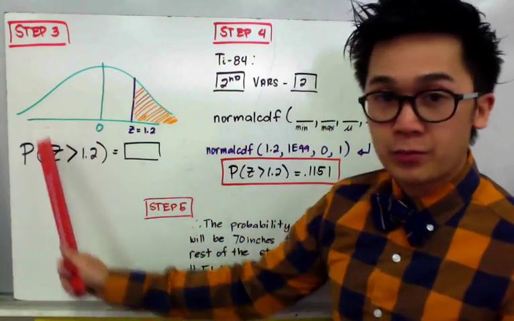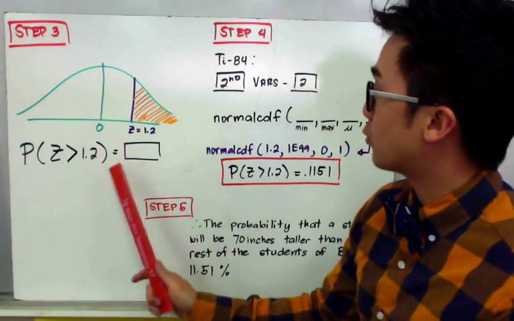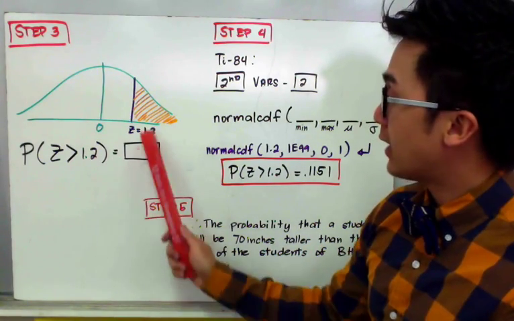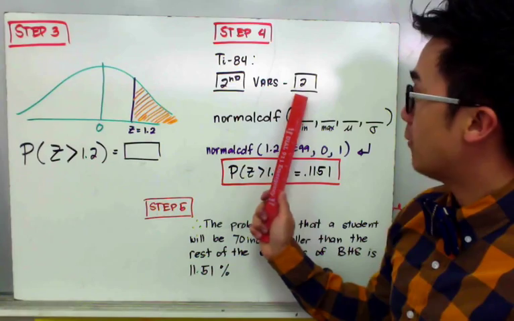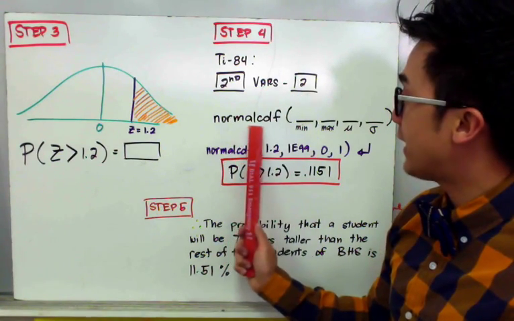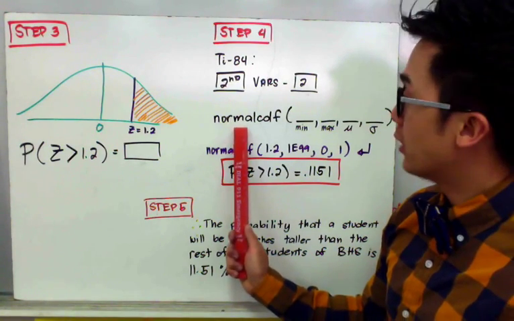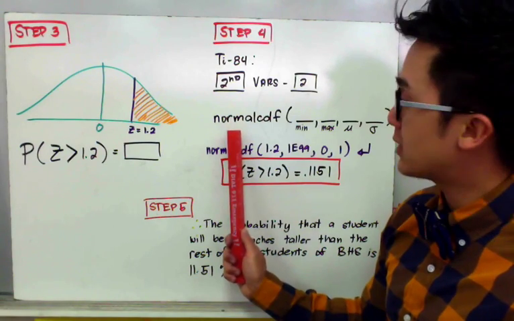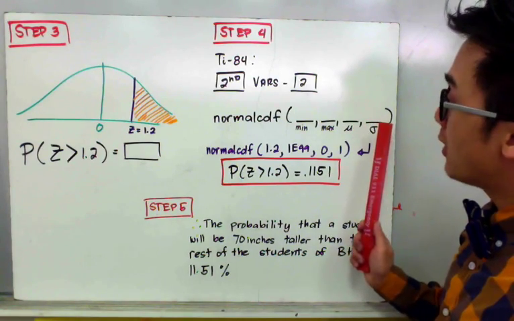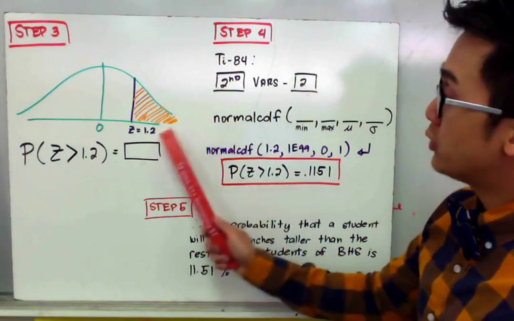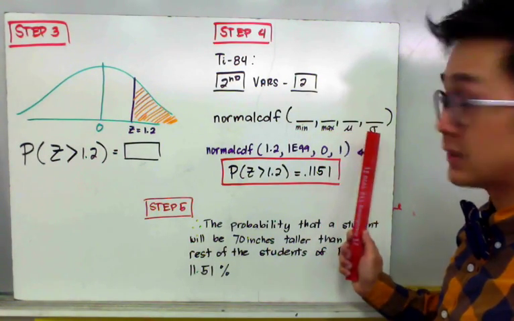In step number 3, this is our density curve, and the syntax that we're going to use in finding the area under the curve using the TI-84 is second function, VARS, and then press number 2, so normalcdf will appear. NormalCDF is the function that we will use in our calculator to solve for the area under the curve. For the syntax, you will need 4 numbers to use the normalcdf function: the minimum value, the maximum value, the mean, and the standard deviation.